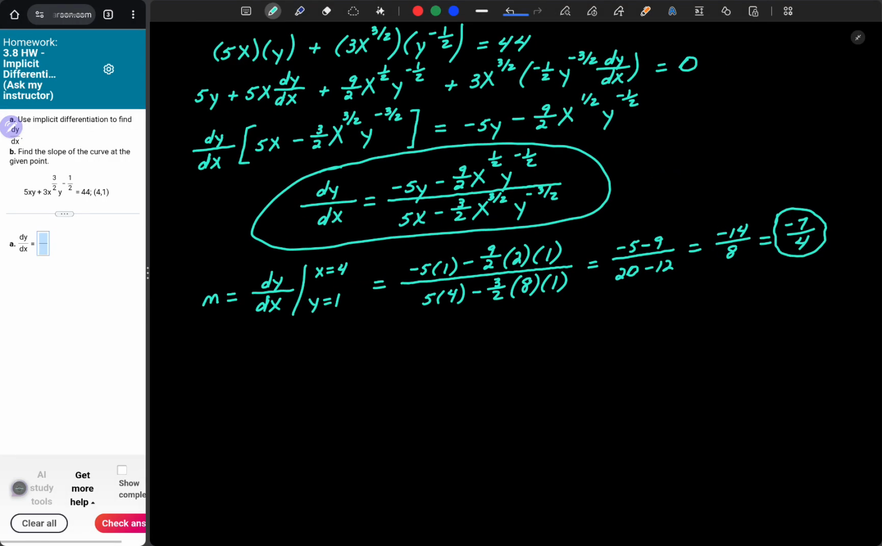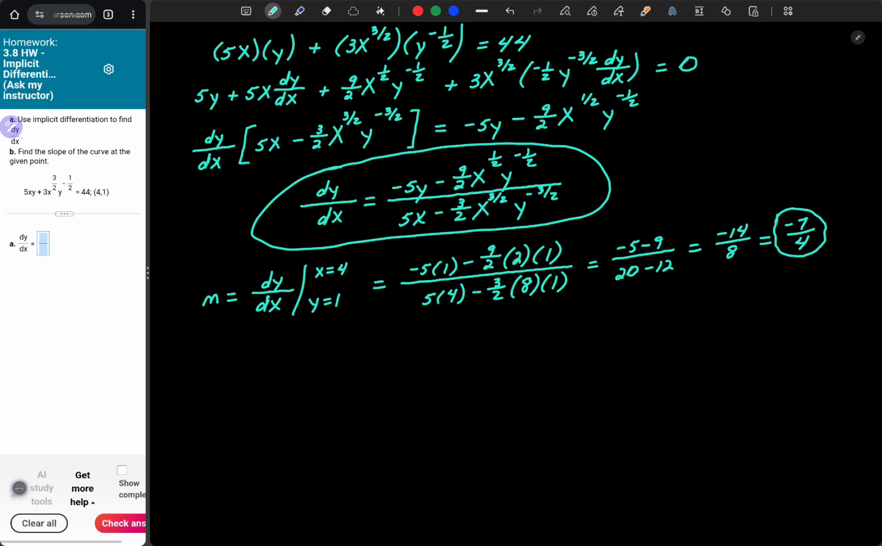Let's take a look at this really cool problem in the homework in the implicit differentiation section. The function given this time was 5xy plus 3x to the 3/2, y to the negative 1/2, is equal to 44. We're supposed to find the derivative implicitly of that relation, and then use our answer to find the slope of the curve at the point (4, 1).